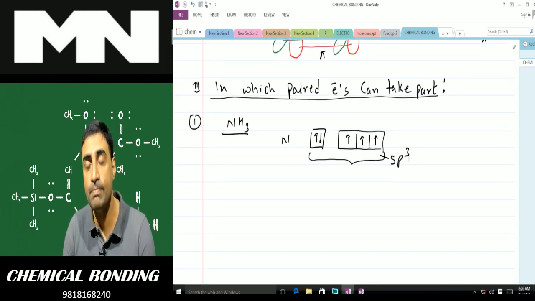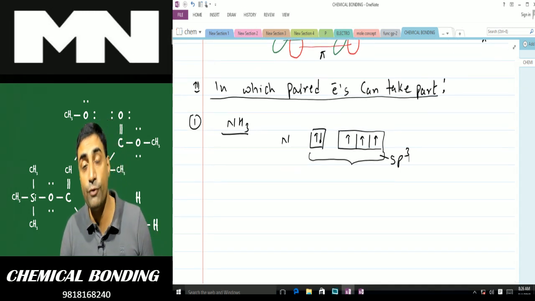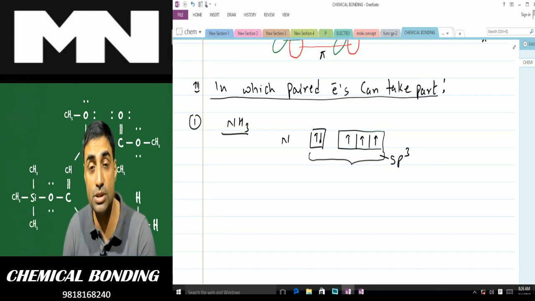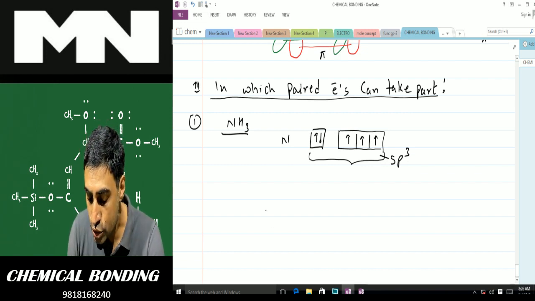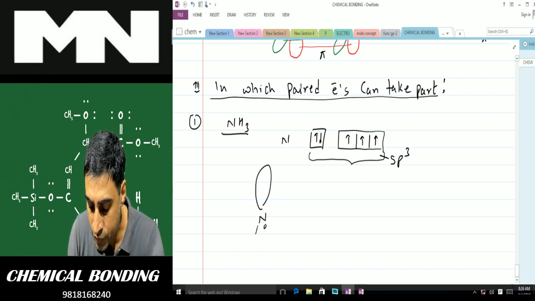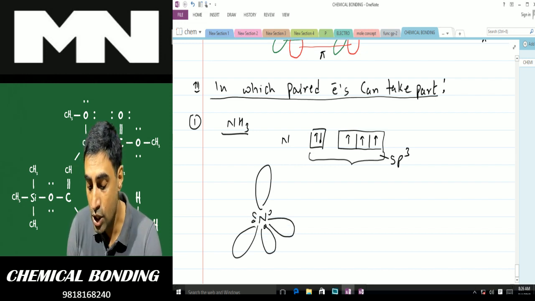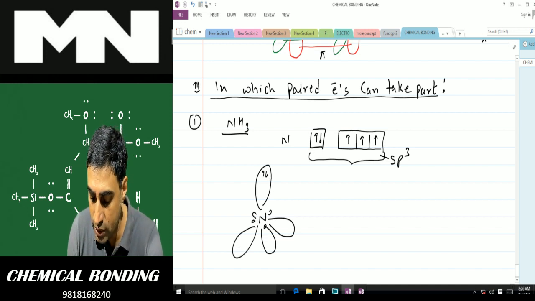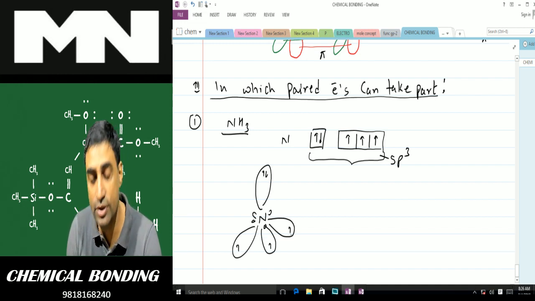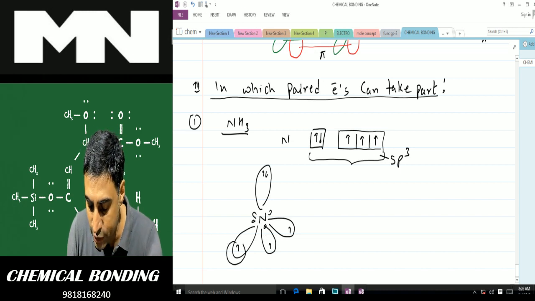I taught you that if 4 orbitals are undergoing hybridization, they will lead to the formation of 4 hybrid orbitals. The symmetry of sp3 is always tetrahedral, as in the case of alkanes. So here nitrogen has the first, second, third and fourth hybrid orbitals with tetrahedral symmetry. Out of these 4, 1 will have a paired electron and the rest 3 will have unpaired electrons. They will overlap with hydrogen, leading to the formation of 3 bonds.